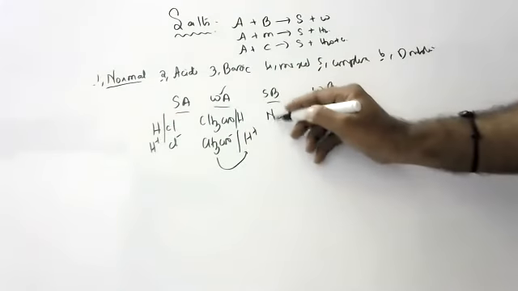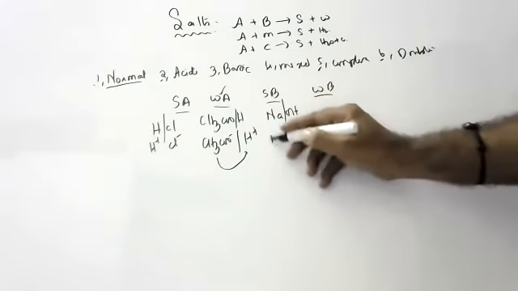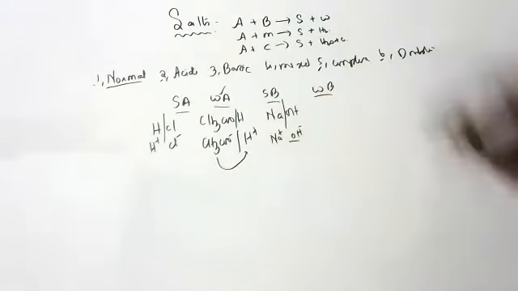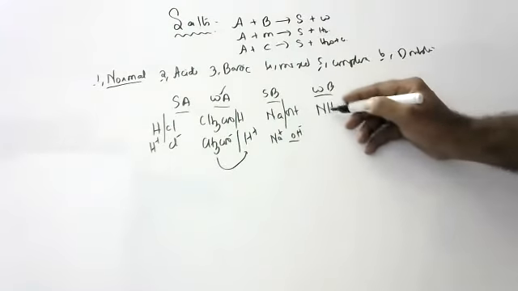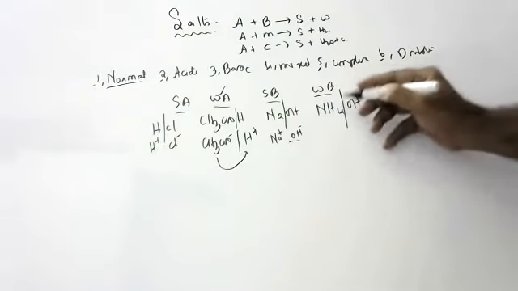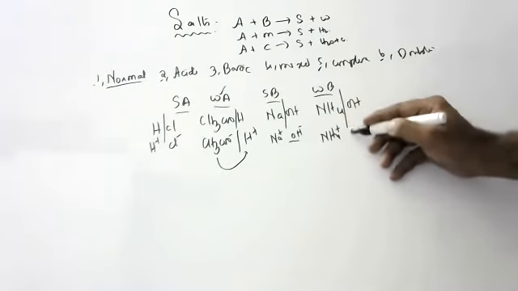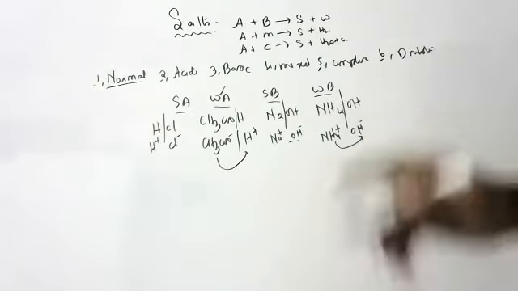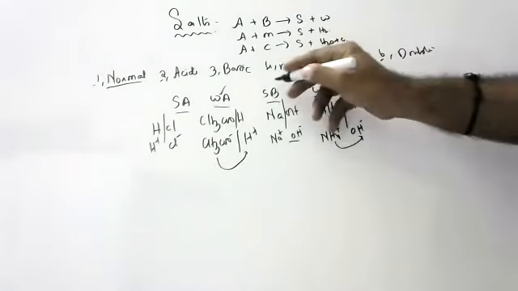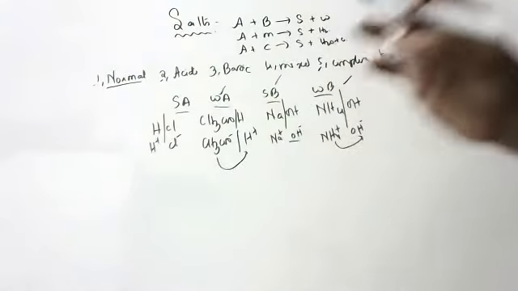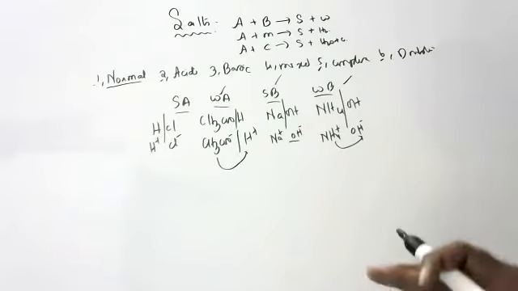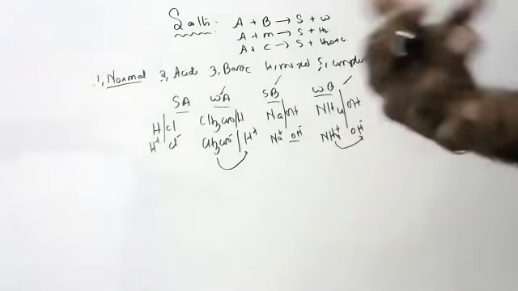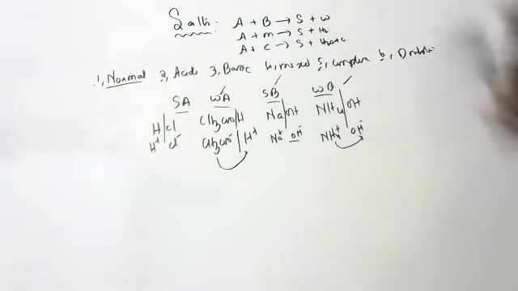Suppose the strong base is NaOH. When I pass current, it decomposes into Na+ and OH-. All OH- ions are coming out, which is complete decomposition. Suppose NH4OH is there. When I pass current, it decomposes into NH4+ and OH- ions. All hydroxides are not coming out. If partial decomposition occurs, it is weak. If complete decomposition occurs, it is strong. Whether it is an acid or a base, complete means strong, partial means weak.